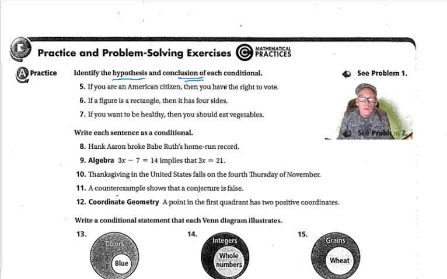If you're an American citizen, that's the hypothesis, then you have the right to vote is the conclusion. Sometimes P goes with hypothesis, Q goes with conclusion. The whole statement can be abbreviated: if P then Q is how we would read that, or P implies Q.